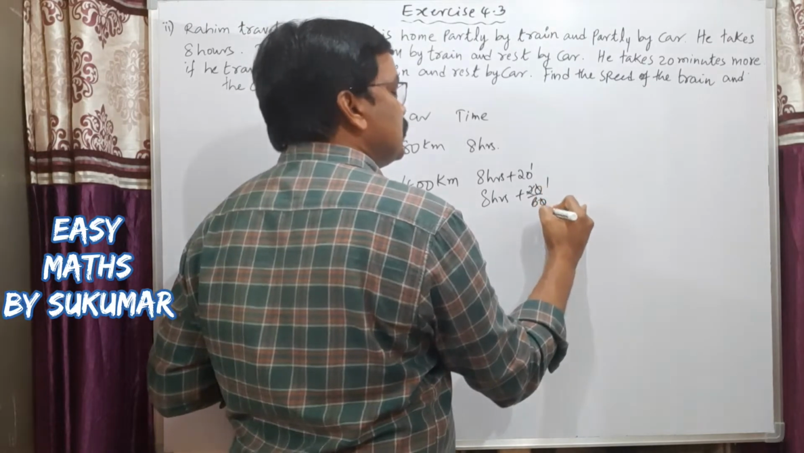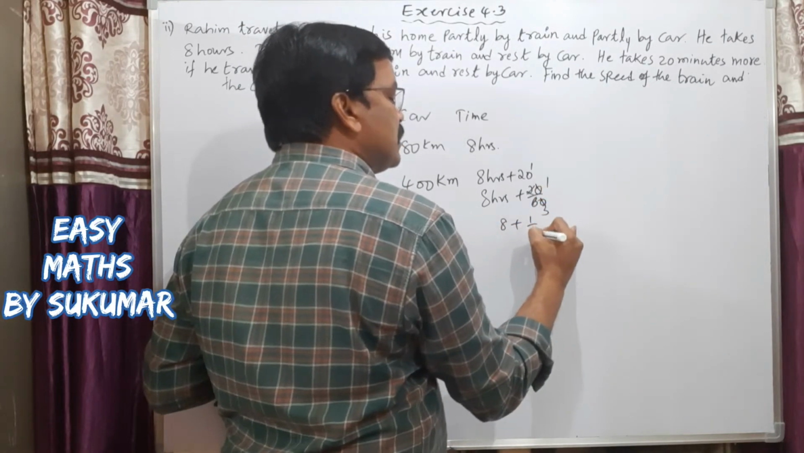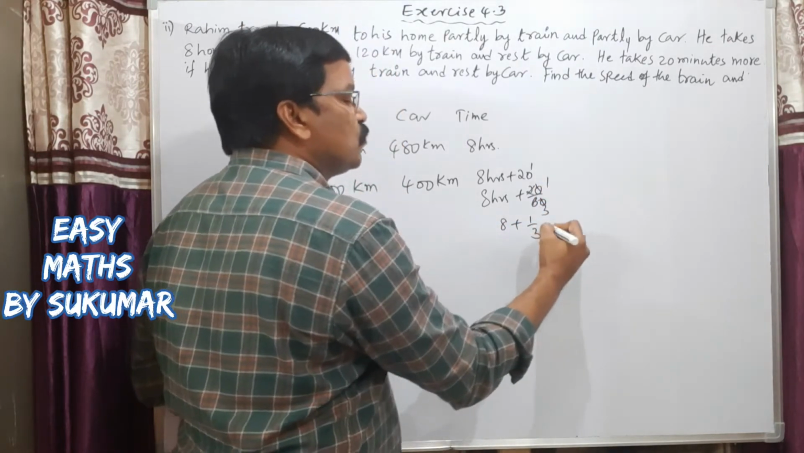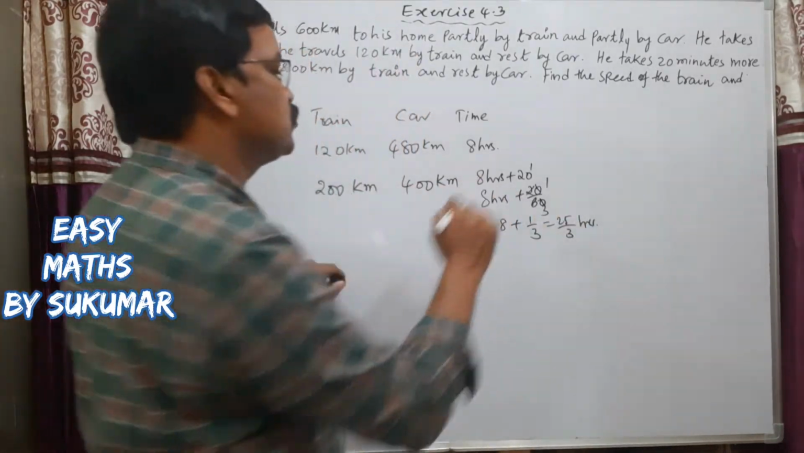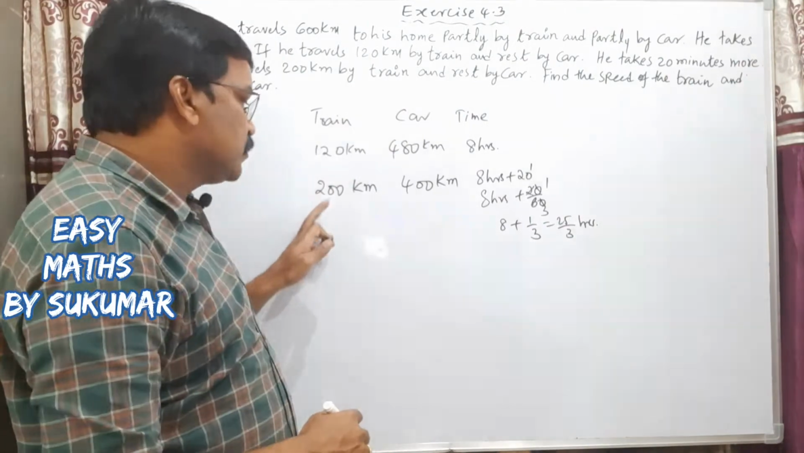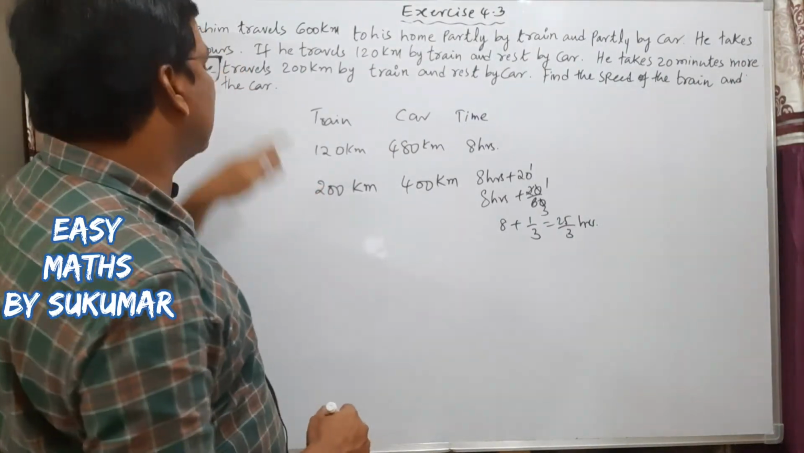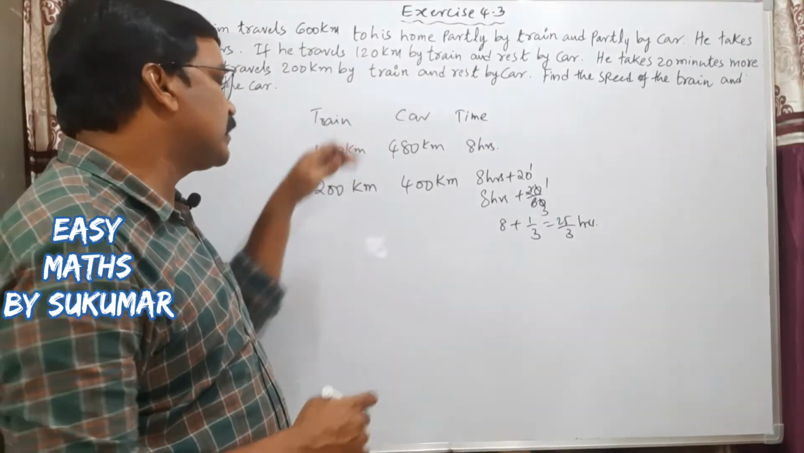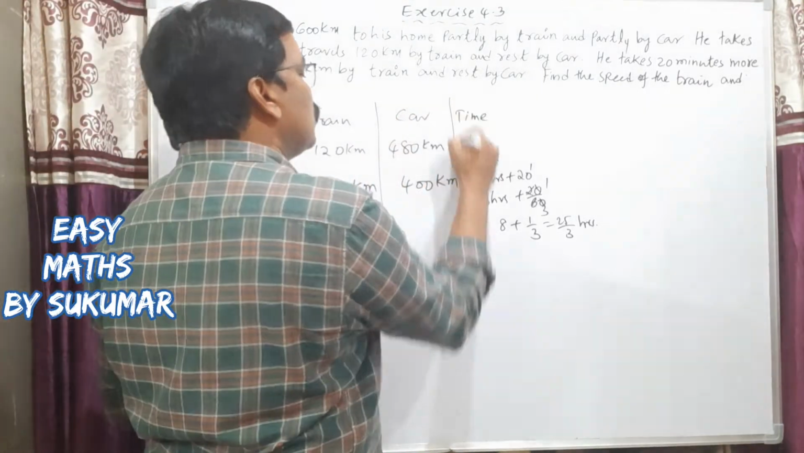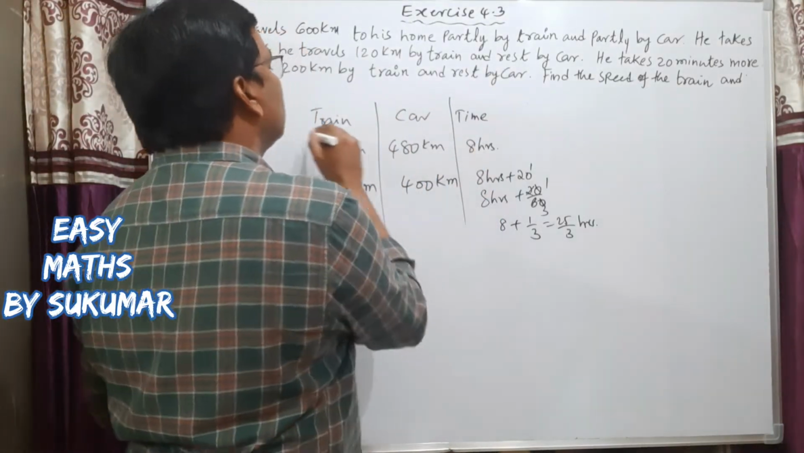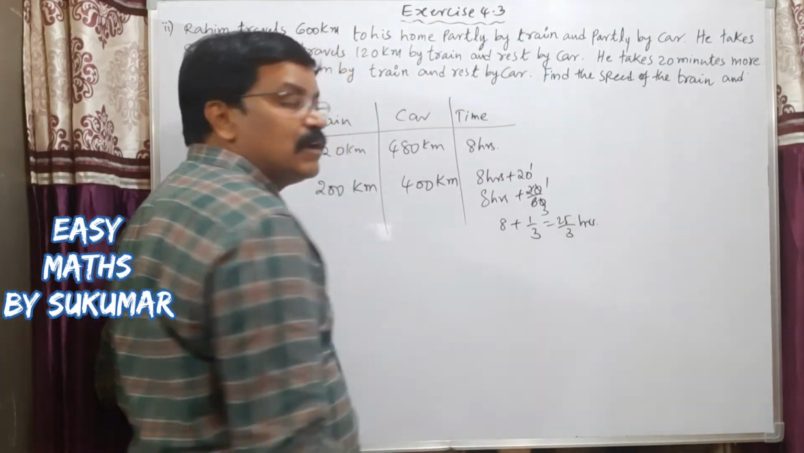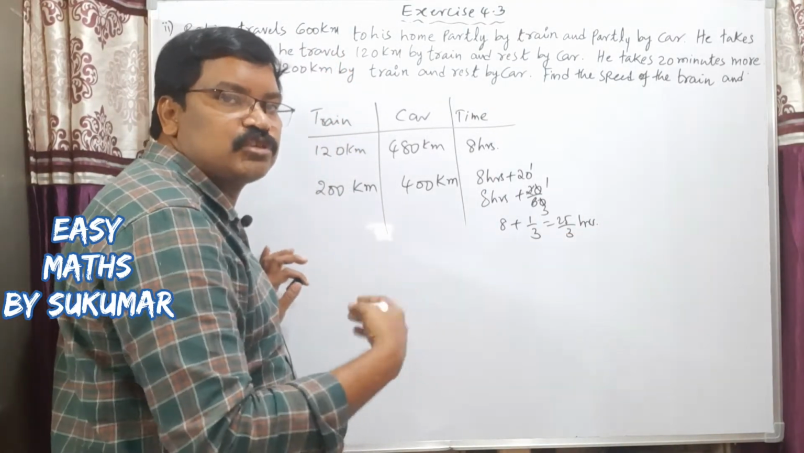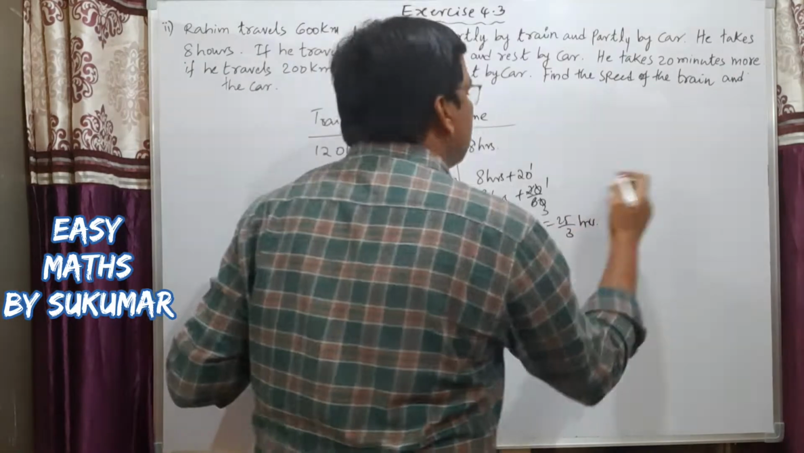Here it is 1, here it is 3. So that is 8 plus 1 by 3. So 3 8s are 24 plus 1. This is 25 by 3 hours. So in this second situation, if Rahim travels 200 kilometers by train and 400 kilometers by car, then he will take 25 by 3 hours. The total duration of the journey is 25 by 3 hours.